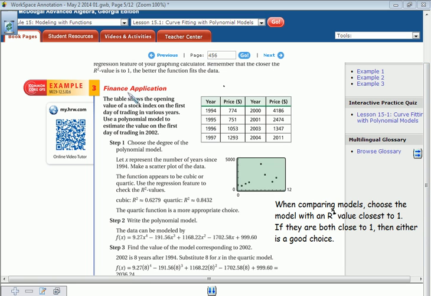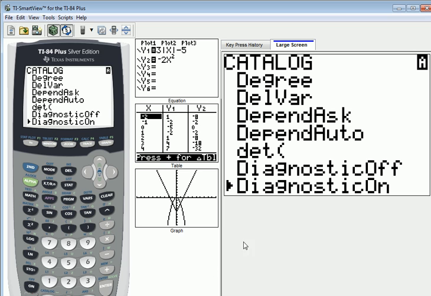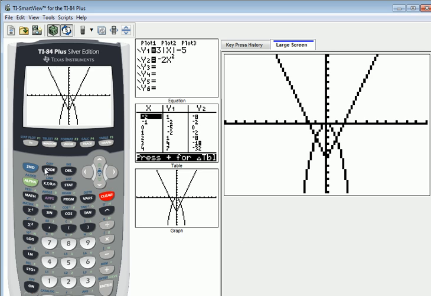All right, on page 456, here we have a finance application, and this is the data from the stock index. So the first thing I'd like you to do is take a look at this, and I would like us to put this data into our calculators. So let's all turn our calculator on, and the first thing I want you to do when you have your calculator on is we need to turn the diagnostics on. So let me show you where you can find the diagnostics.